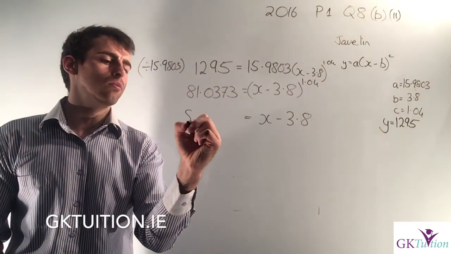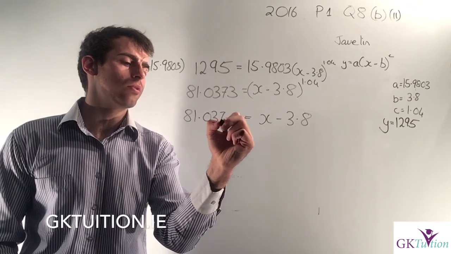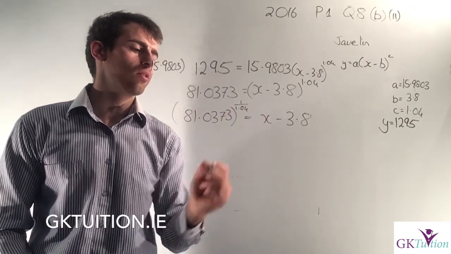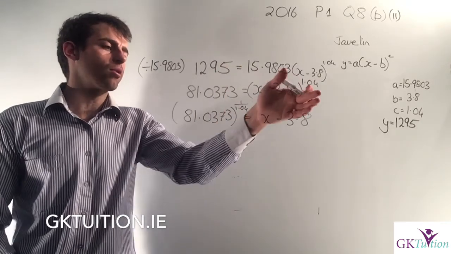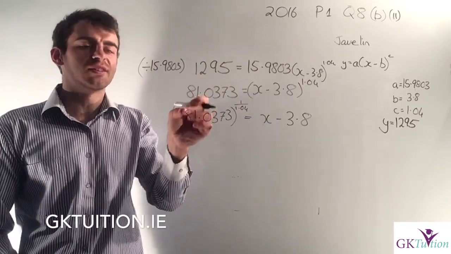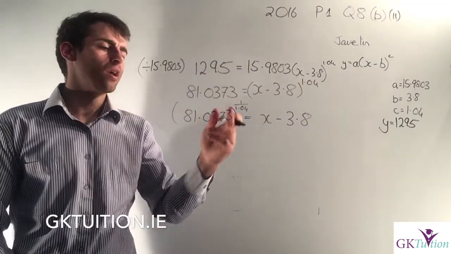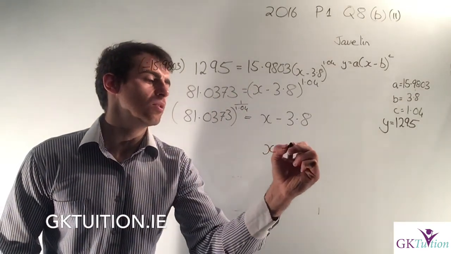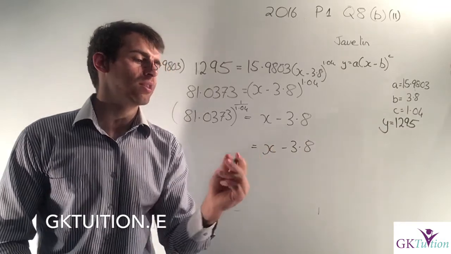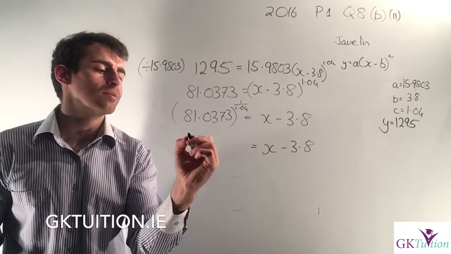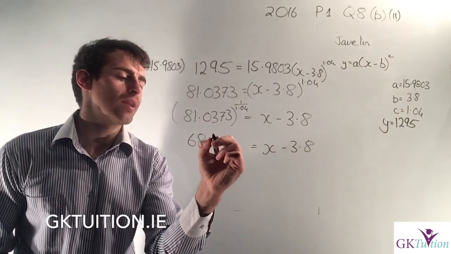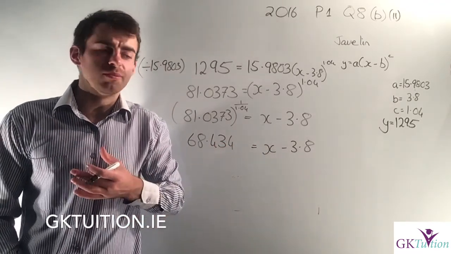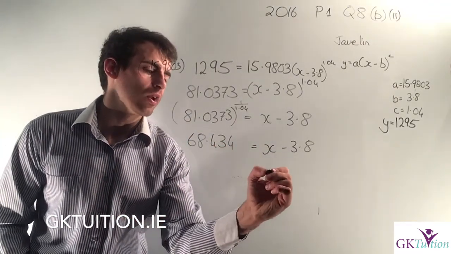And the left-hand side will become 81.0373 to the power of 1 over 1.04. So I brought the power across, and on the left-hand side it's the reciprocal of this, so it's 1 over 1.04. Probably the easiest thing to do here is to just plug that straight into my calculator. So if I plug that into my calculator, I get 68.434. So to get X on its own, I'm just going to add 3.8 to both sides.